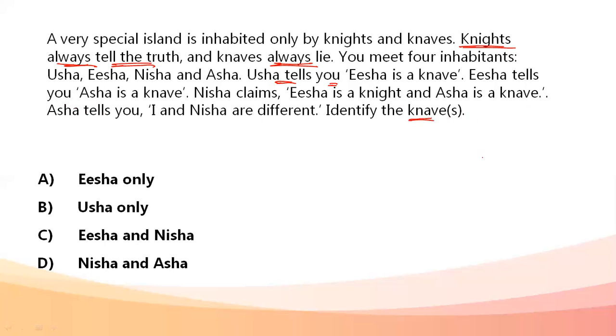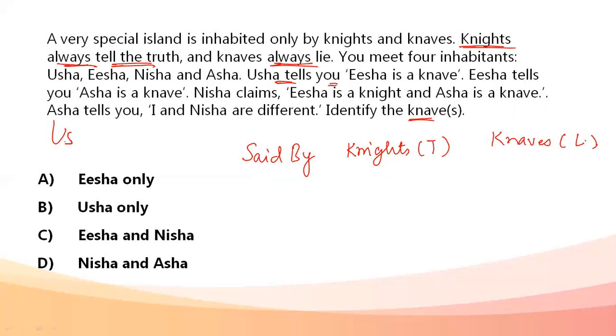Identify the knaves. Okay. These types of questions can always be solved only if you form a table and assume that one of them is telling the truth. So I'm going to draw the table, said by knights, because I know that knights always tell the truth, and knaves tell a lie. I'm going to assume that Usha is saying the truth. If our assumption is wrong somewhere, it will come out to be wrong in the subsequent steps. So need not worry about assuming Usha to be telling the truth.